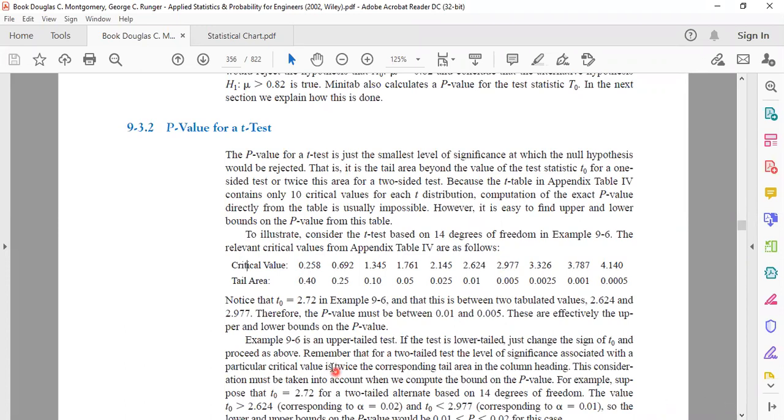Now, our example 9.6 that we discussed a few minutes ago was an upper tail test. Why? Because in the alternative hypothesis, we assumed that mu is greater than 0.82. So my diagram corresponds to the second diagram that I actually showed you. This was my diagram because it was the upper tail test. Okay, and this is the thing that I can write over here.